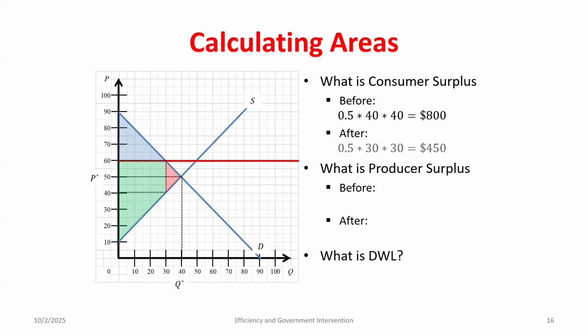Now, after this price ceiling, how do I find my new consumer surplus? It would be what color? Consumer surplus is the blue area, the shape on top, or the area below the demand curve but above the new price that they're paying. So here I'd have what? 30 is the height, 30 is the base, 30 times a half gives me that 450.